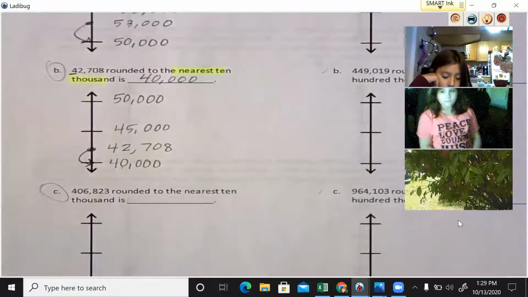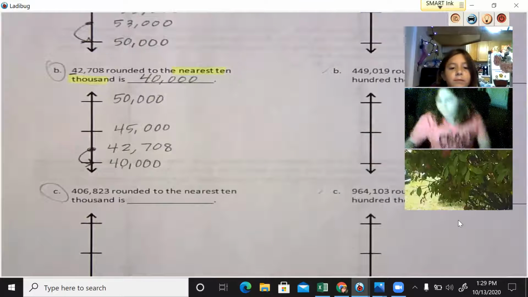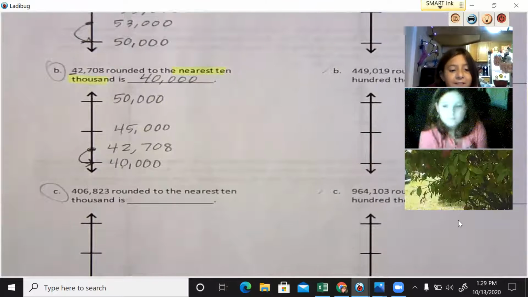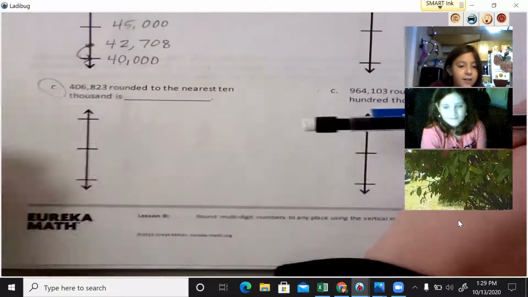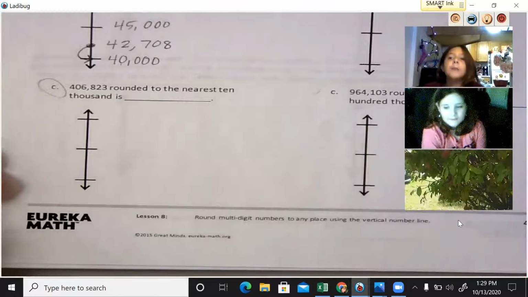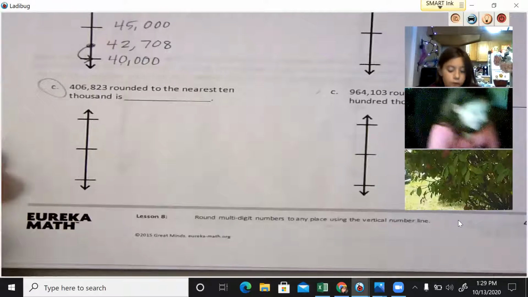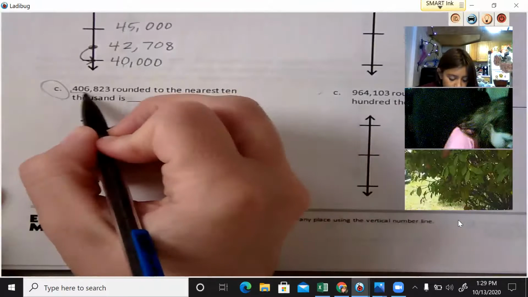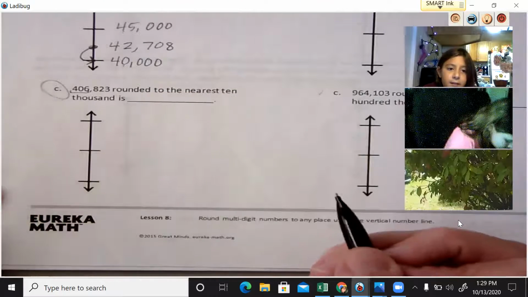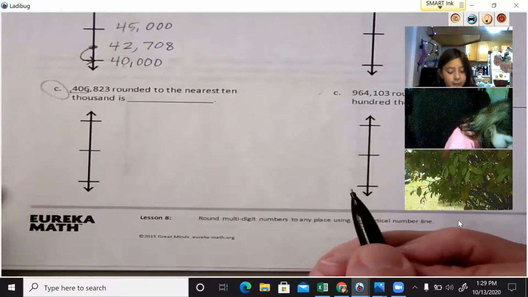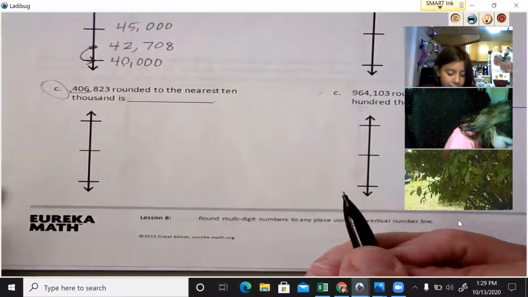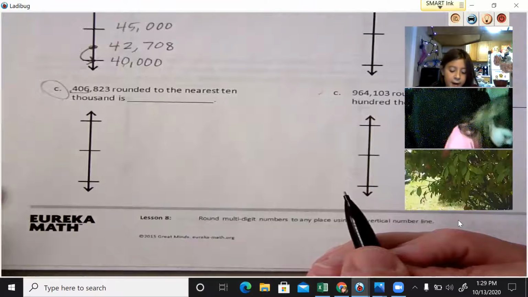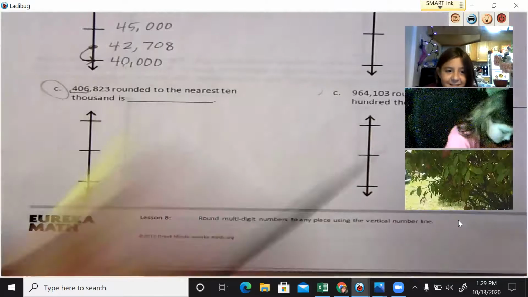Bella, would you like to help me with the next one? Sure. Okay, can you read it for us, please? 4,600. Hold on, honey. Remember, chunk these three together. How do you read 406? 406,823. Very good. Round it to the nearest 10,000.